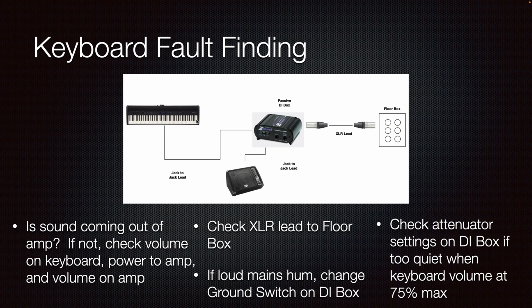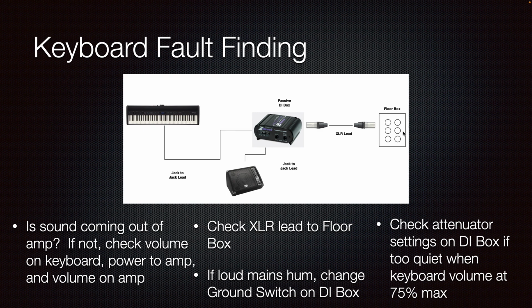So the keyboard is very similar to the others, but we use a passive DI box on this one, so it doesn't need any power, because it's a nice big signal. And it's actually acting as a go-between. There's a small wedge speaker that we use so the keyboardists can hear what they're playing themselves. So here the keyboard goes into one side of the DI box, and we use the through connector to power the wedge speaker that's by it, and then XLR back to the floor box.